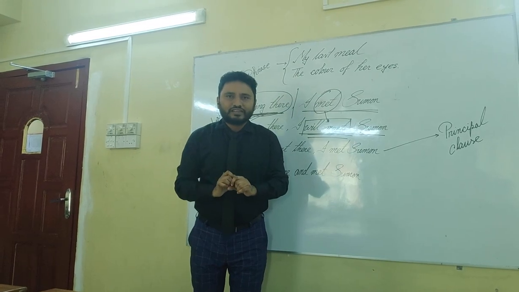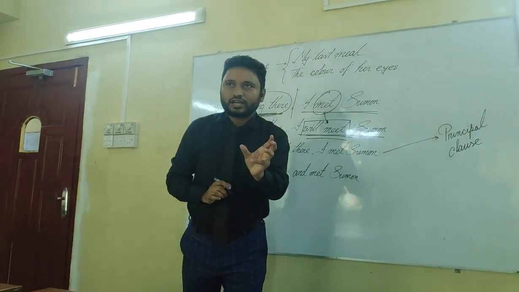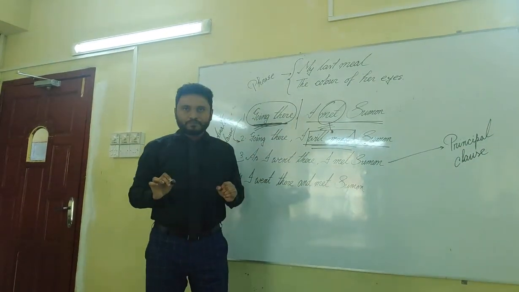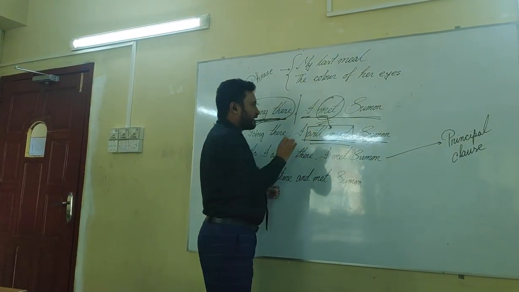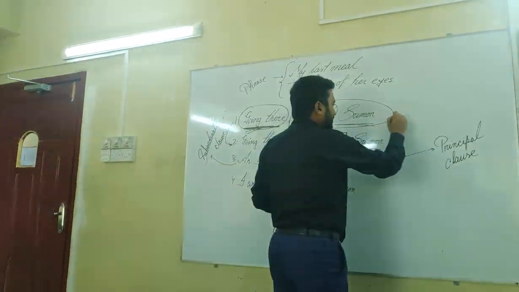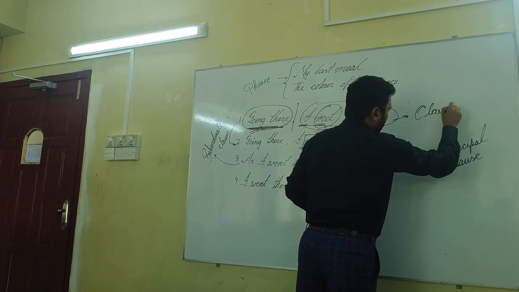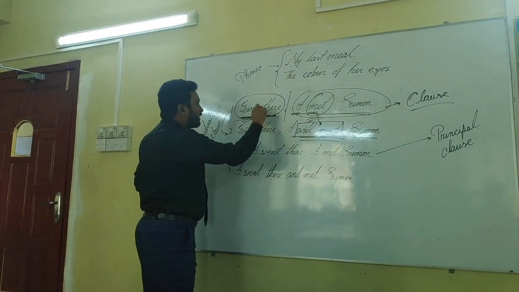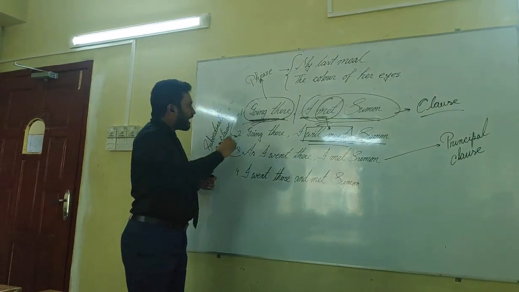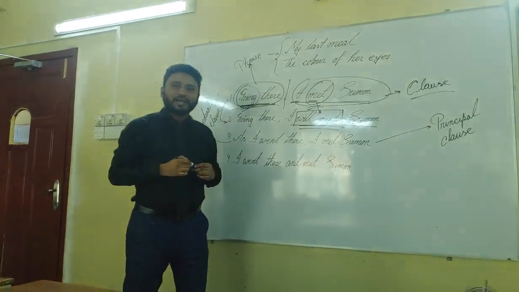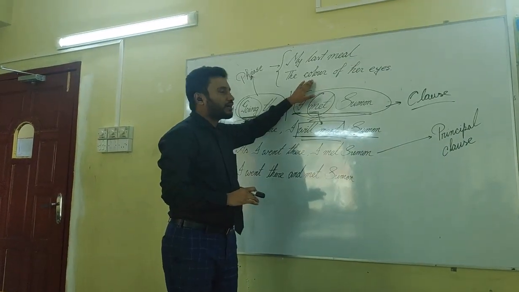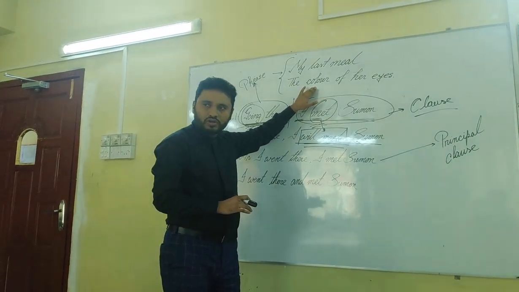We don't need to know about non-finite verbs while identifying the structure of a sentence, simple, complex or compound. We need to know about finite verbs. If a subject and a finite verb are there, then that part of the sentence is called a clause. If there is no finite verb, then it is called a phrase. Going there has no finite verb, so it is a phrase. There can be a non-finite verb, or there may not be any verb, like my last meal, that is a phrase. The color of her eyes, that is a phrase, because there is no finite verb.